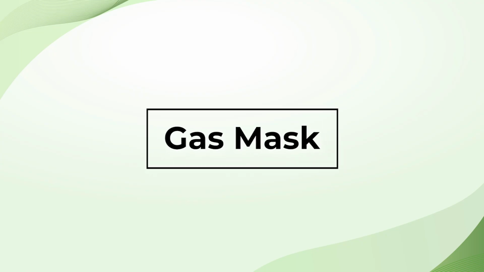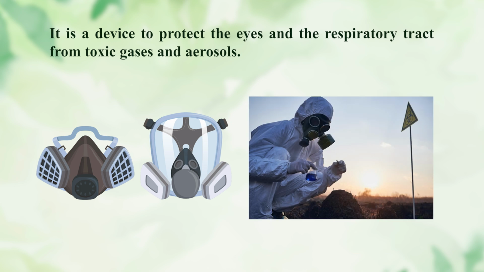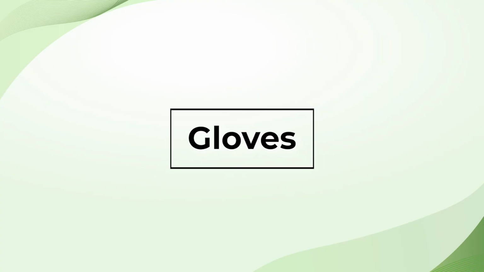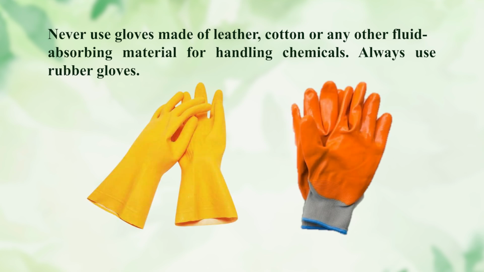First, gas mask. It is a device to protect the eyes and the respiratory tract from toxic gases and aerosols. It gives clean air to the operator by removing contamination from the air by using a filter or a bed of absorbent material. Second, gloves. Never use gloves made of leather, cotton or any other fluid absorbing material for handling chemicals. Always use rubber gloves.